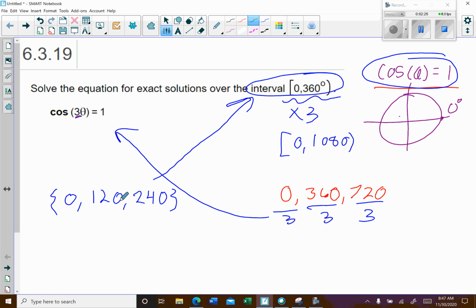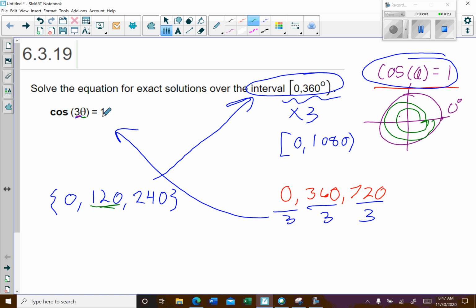And you can test this out by plugging them in. If you plug in 0, 3 times 0 is 0, cosine of 0 is 1. If you plug in 120, you're plugging that in for theta. You multiply by 3, it's 360, which would still equal 1 because you do 1 revolution, and you'd be right here, and your cosine would still be at 0. I'm sorry, your cosine value would be at 1. And if you plug in 240 and multiply that by 3, you're going to get 720, which would just be another revolution around your unit circle. And once again, cosine would be equal to 1 right there.